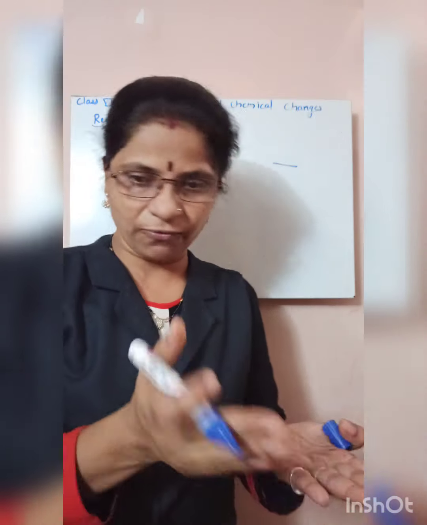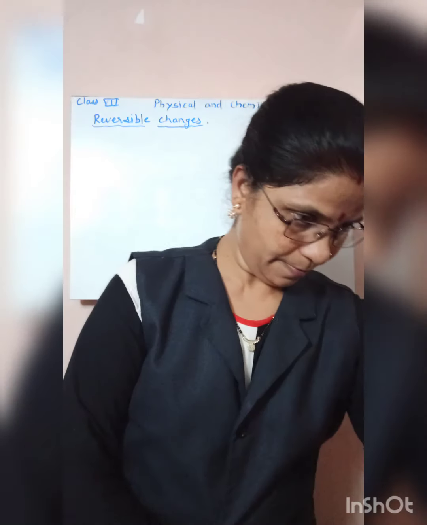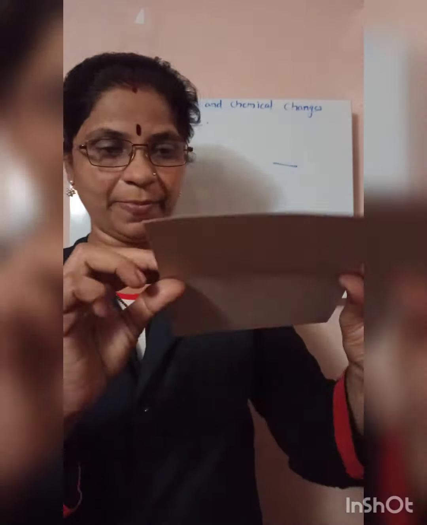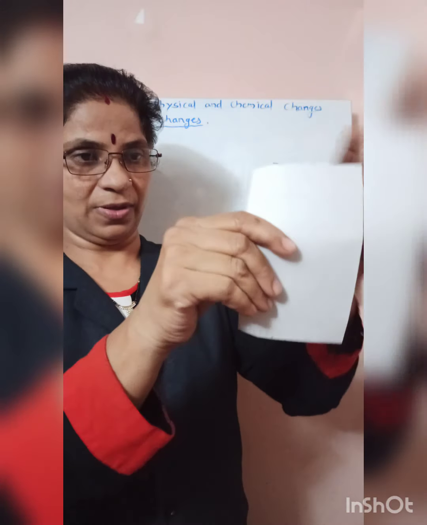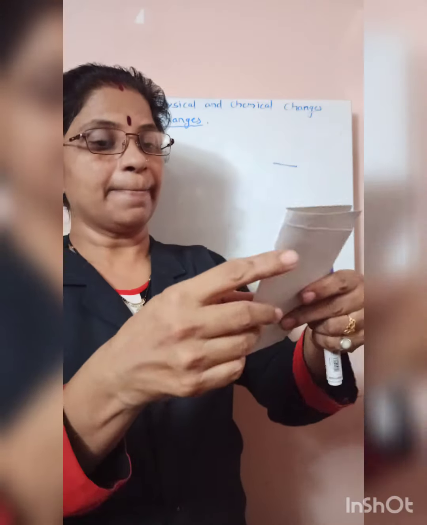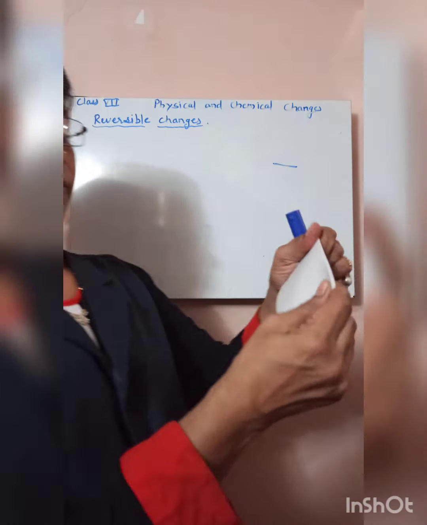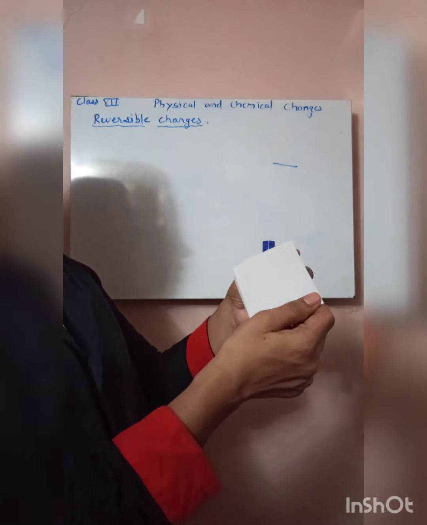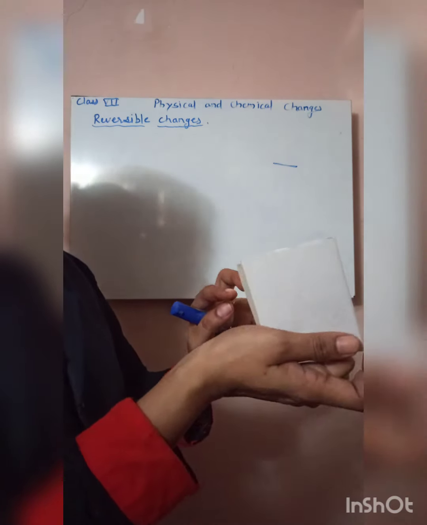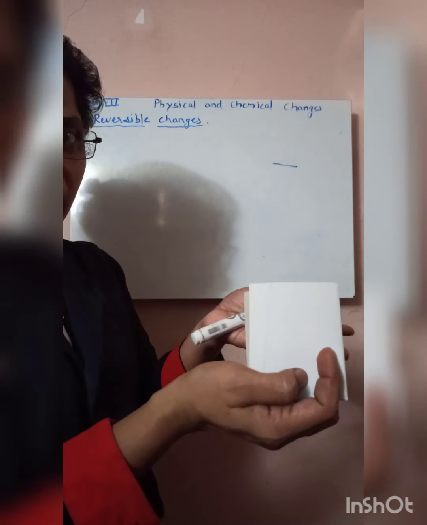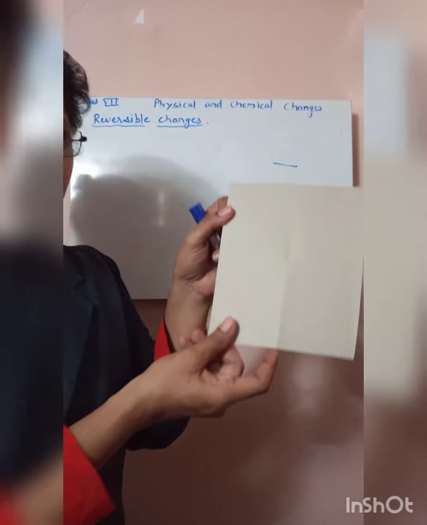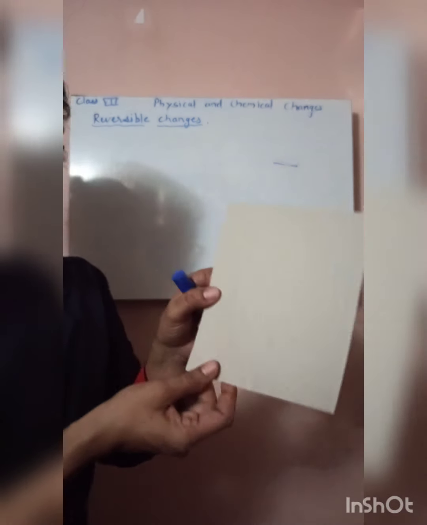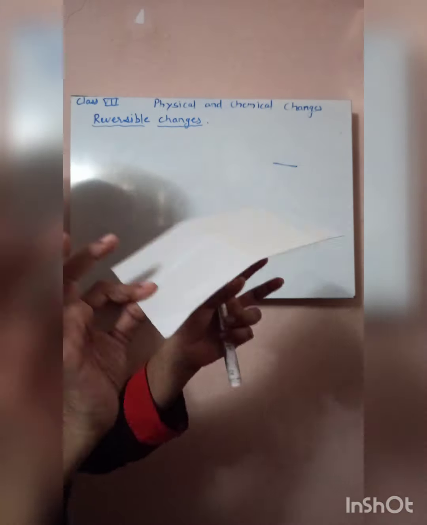Again, folding of cloth, or I can take one paper here. See this paper. I am going to fold it on this side, this side, and this side also. I hope you can see clearly. Now it is folded, and now I am going to unfold it. See, unfold. Again I got the same size and same shape of the paper.